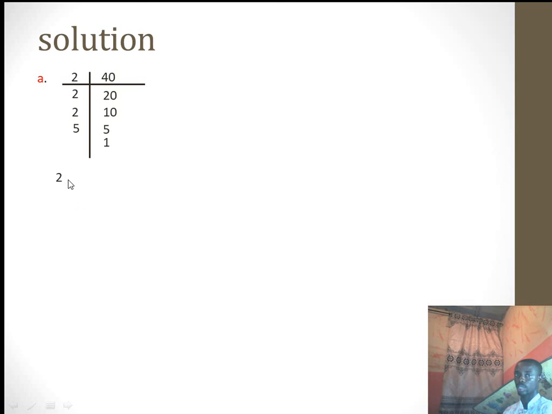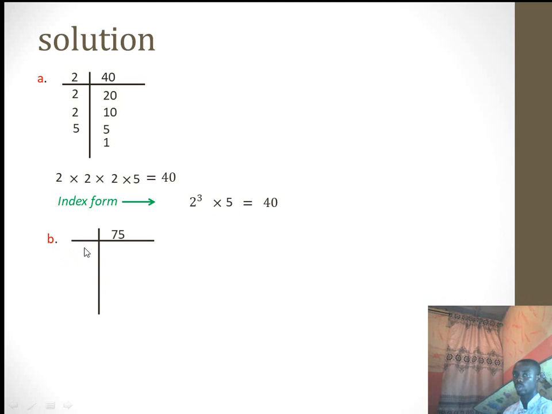That's going to be 2 multiplied by 2 multiplied by 2 multiplied by 5, all equals 40. Expressing it in index form, 2 raised to the power of 3. We have 2 three times here in this multiplication. So that's going to be 2 raised to the power of 3 multiplied by 5 equals 40. Understood? Next, we'll work with 75.